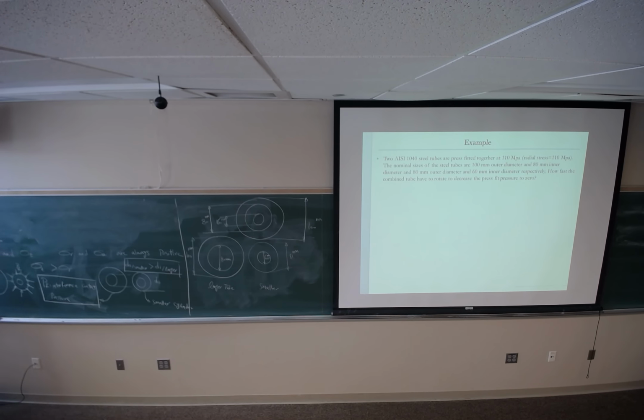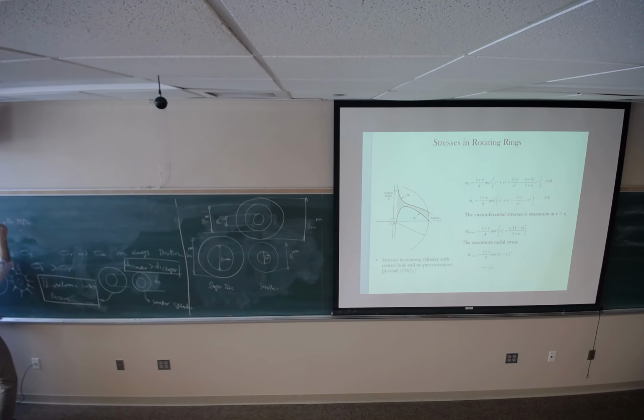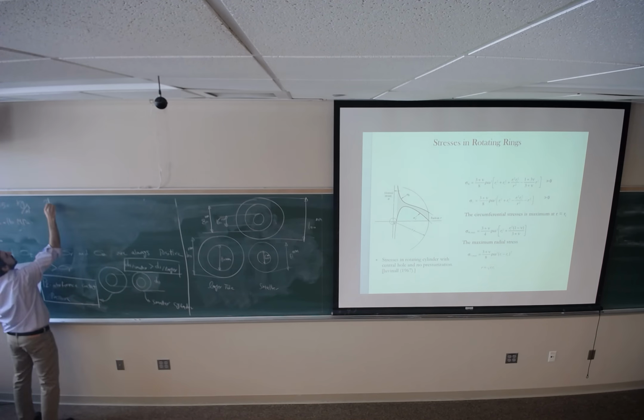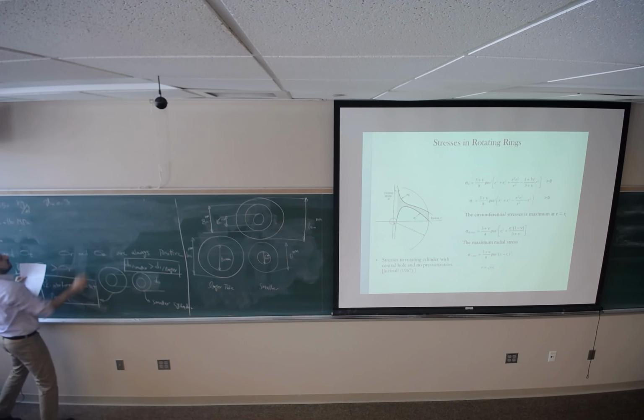Rho for that material, 1040 AISI, is 7850 kilogram per cubic meter, and Poisson ratio is 0.3. The material was given.